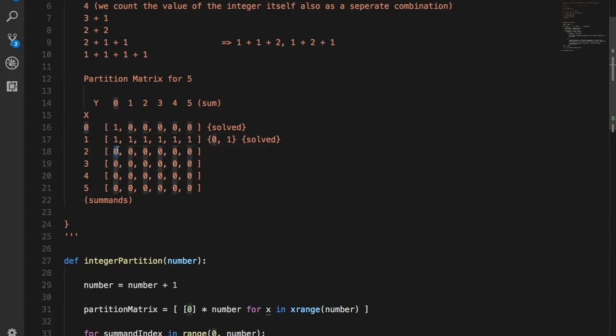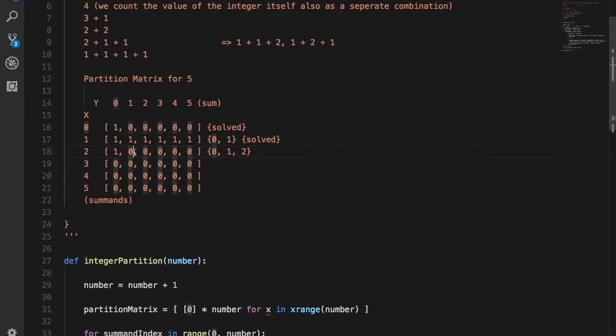In the next row, we have access to the summands 0, 1, and 2. As you remember, we also considered the previous summands. So to create the first number, we need to generate 0 from 0, 1, and 2. Now, we know for a fact that we will not be able to use 2 or 1 in this case to create the sum. This is simply because 2 and 1 are bigger than 0. So there is, in this case, only one combination as seen previously.